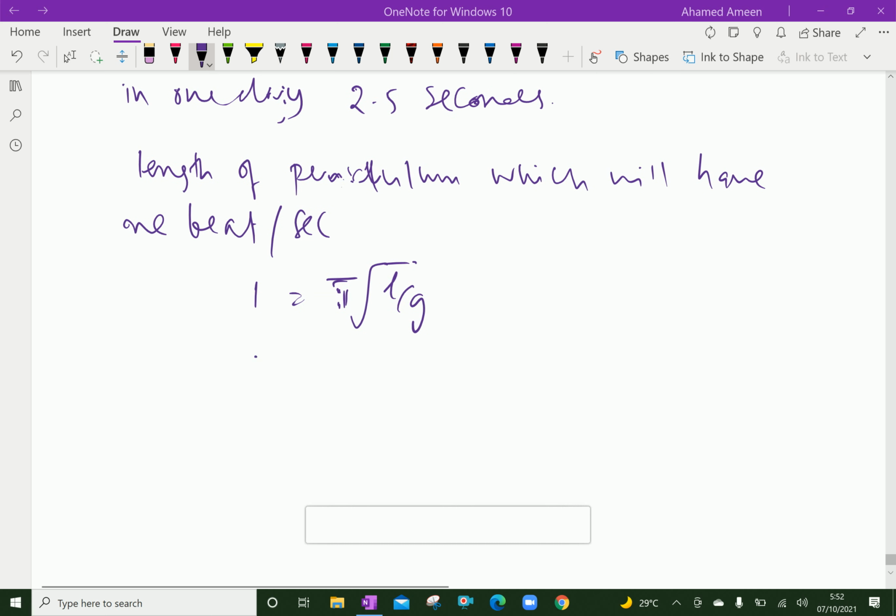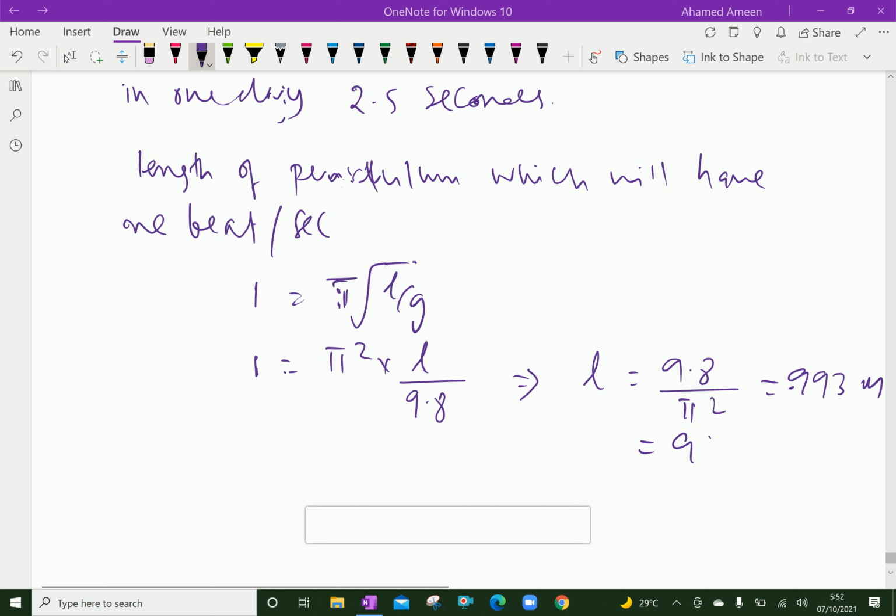Squaring both sides, we get 1 squared, which is 1, equals pi squared into L by g, where g is 9.8. By cross multiplying, we get L equals 9.8 over pi squared, which by calculation gives 0.993 meter, which is equal to 993 millimeter.